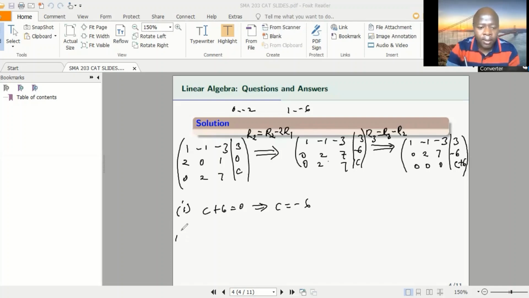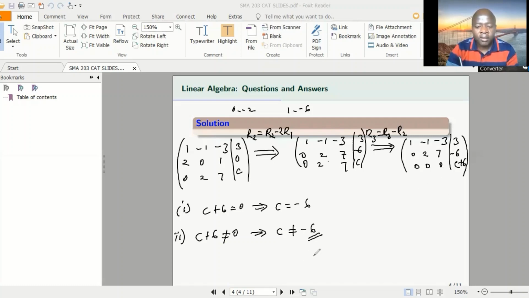Now, part 2 says, what should be C so that the system would have no solution? For this system to have no solution, this left side should remain 0, 0, 0, and the right side should be non-zero. So that means that for this system not to have a solution, C should not be equal to -6. So if C is not equal to -6, then this system would have no solution.